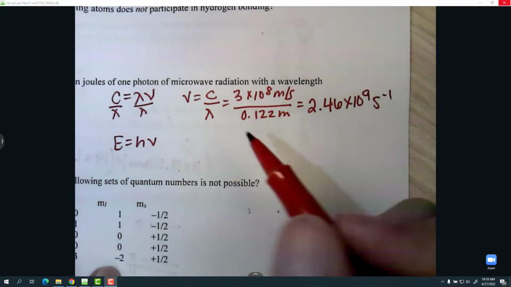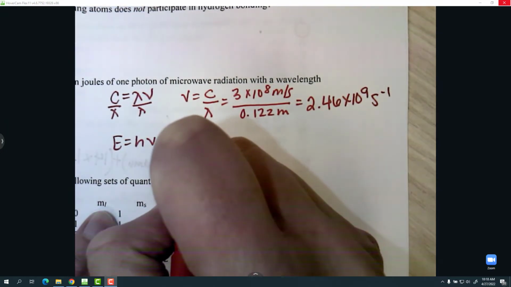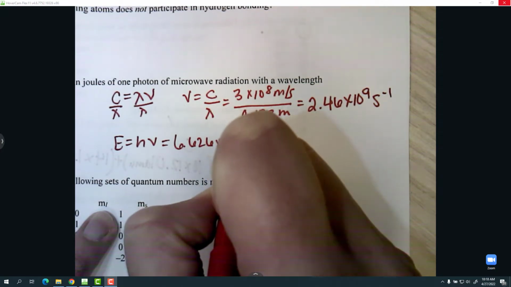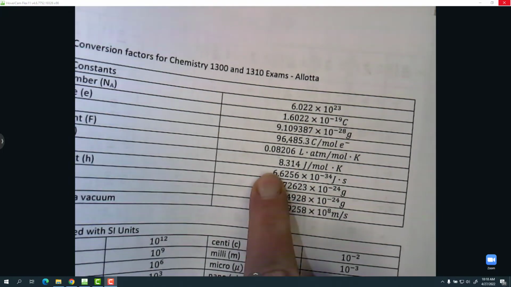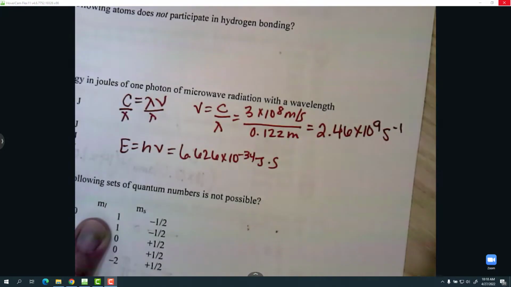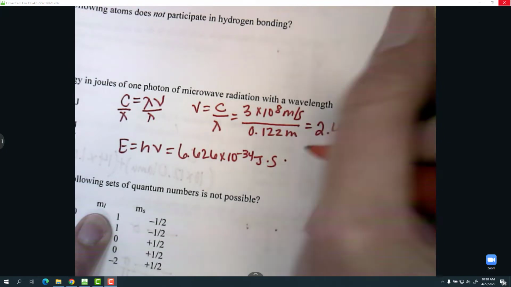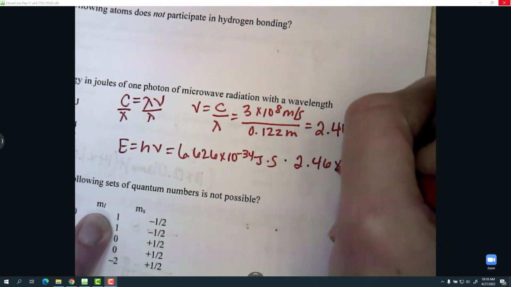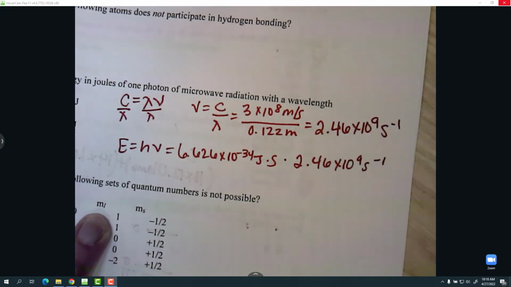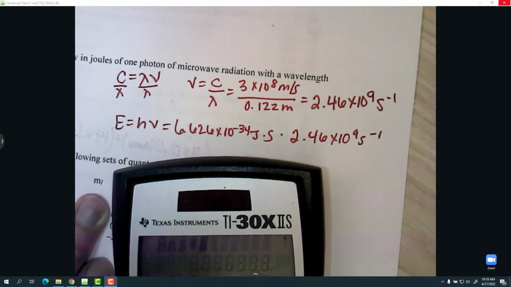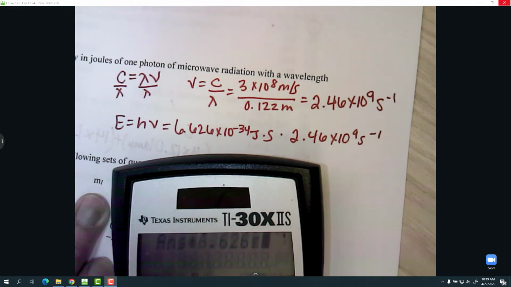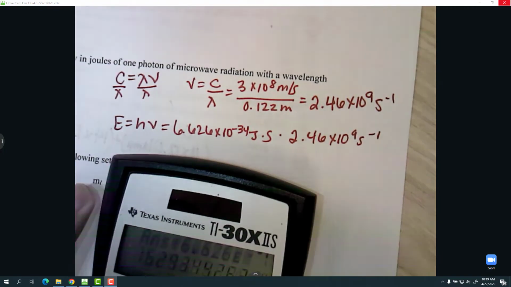And then I can take that and plug it in down here. Remember, this is on your equation sheet here. And my number already typed in from before, times Planck's constant.